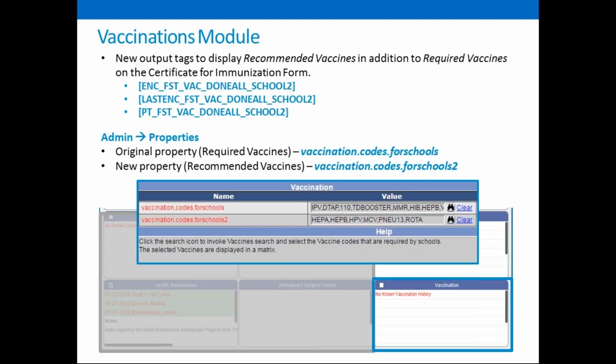Within the vaccinations module of your face sheet, if you do vaccines, there are new tags available to distinguish required from recommended. Now there's also properties to distinguish these. You've always had the required property, but now there's a new property for recommended so that you can distinguish them. So if you go into these master files and program which vaccines are required, which are recommended, and you also want them broken out accordingly on your shot records, you can do that through these new tags.